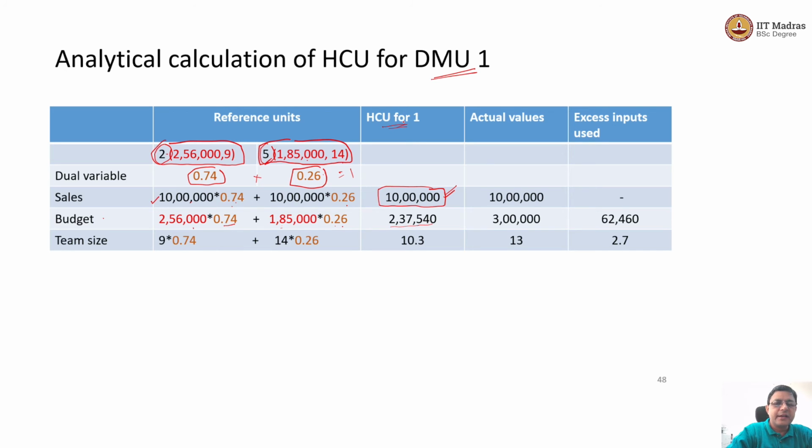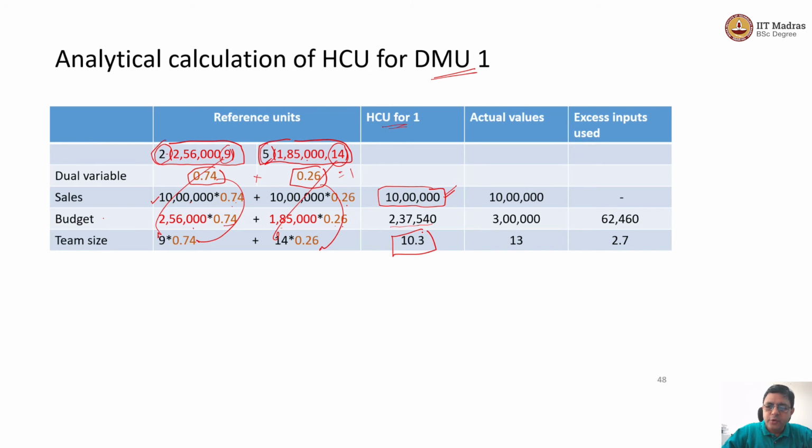Similarly, how do you identify the team size for HCU1? The team size for HCU1 is going to be identified by taking the team size for 2, which is 9 here, multiplying that by the dual variable 0.74, then adding the team size of 5, which is here, multiplied by the dual variable of 5, which is here, and you are going to get 10.3, which is the required team size for HCU1.